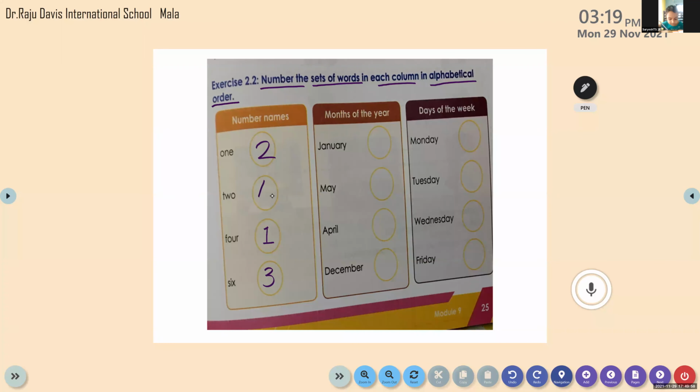Yes, you're right. So Suresh, did you understand how this is to be done? We have to give importance to the alphabetical order, and arrange the given words according to the alphabetical order. Don't give importance to their sequence as numbers, as months, or as days. Give importance only to the alphabetical order in this particular exercise.